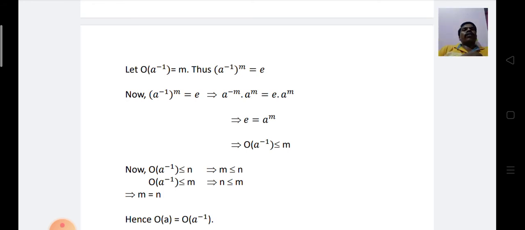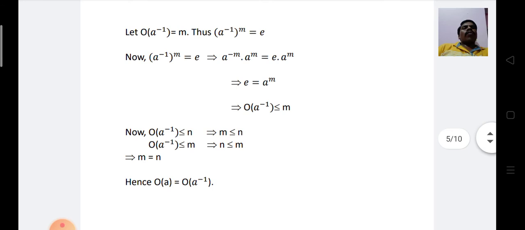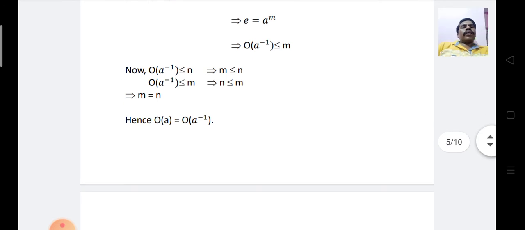Now order of A inverse is less than or equal to n, which implies m is less than or equal to n. Again order of A inverse is less than or equal to m, which implies n is less than or equal to m, which implies m is equal to n. Hence order of A is always equal to order of A inverse.